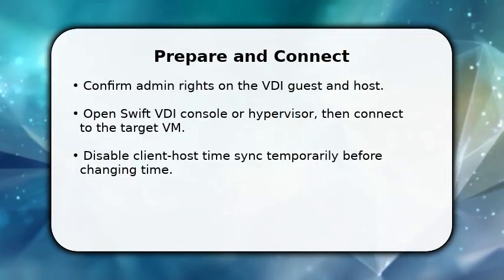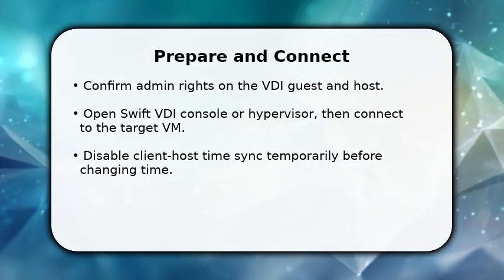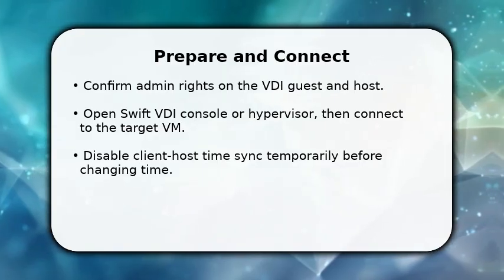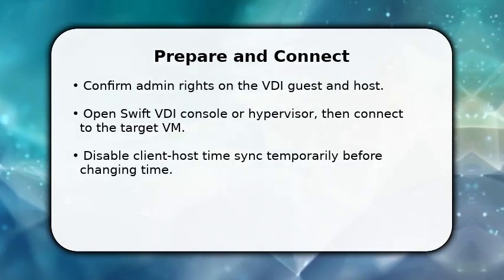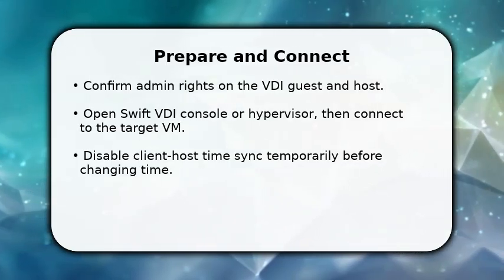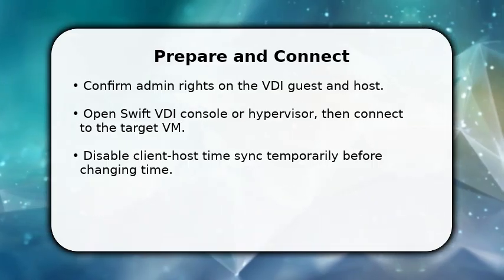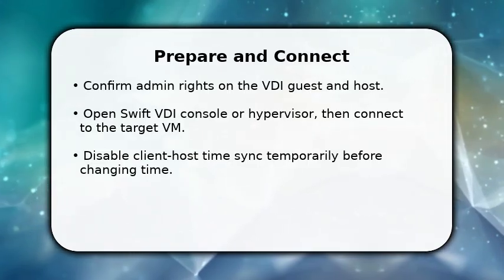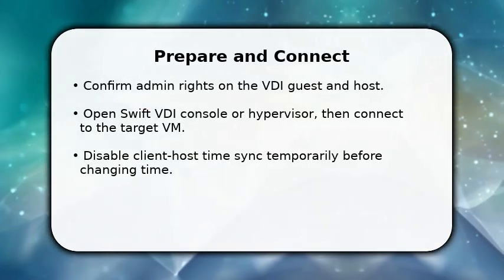You begin by confirming you have administrator rights on both the Swift VDI console and the guest VM. This is required to change system time. Once connected to the VM through the VDI client, disable any client-to-VM time synchronization so your manual change won't be immediately overwritten. You do this in the VDI client settings or hypervisor tools.